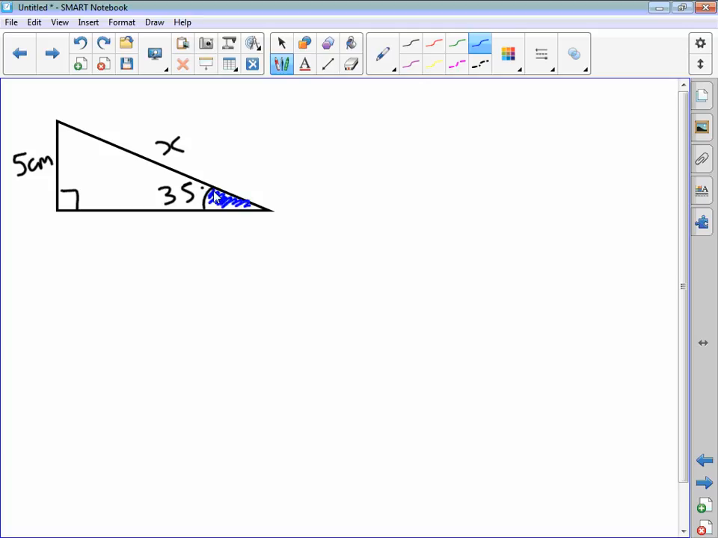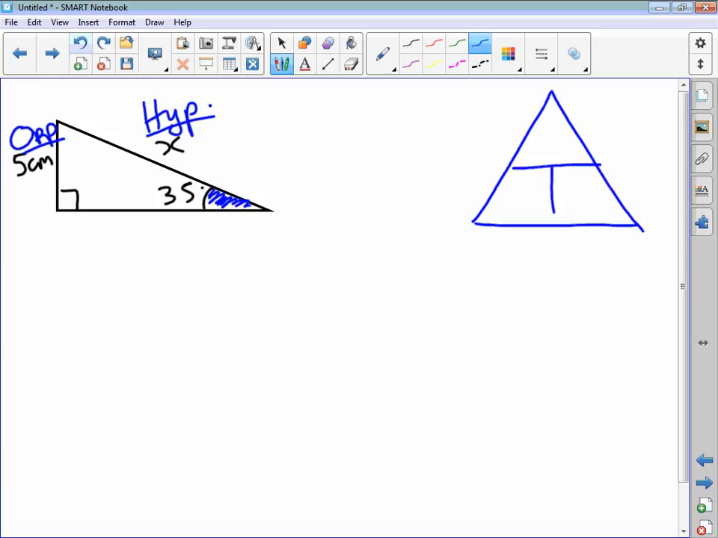Now, this side here, 5 centimetres, is opposite the angle that I've just coloured, so we call that the opposite side, and this side here is the hypotenuse. So we have labelled the hypotenuse and the opposite. This side here doesn't have any information, so we don't label that one. When it's opposite and hypotenuse, we use sine. So sine of the angle is equal to the opposite divided by the hypotenuse.